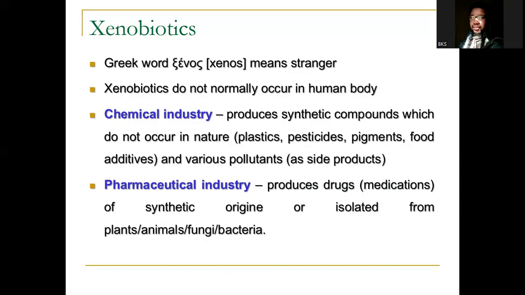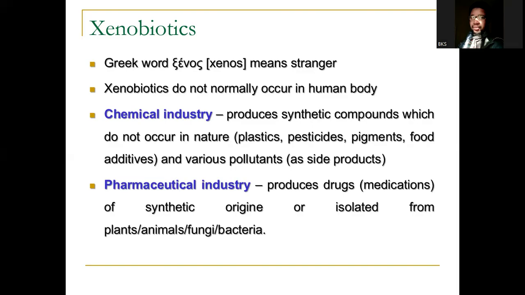We are going to see in biotransformation why, after these substances get into the body, they are directed to a particular pathway, and why they are even directed to that pathway. What happens after the metabolism? We want to see that.